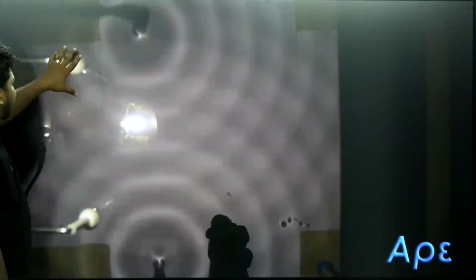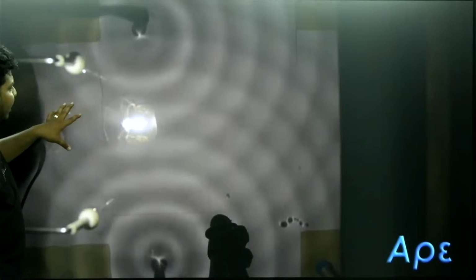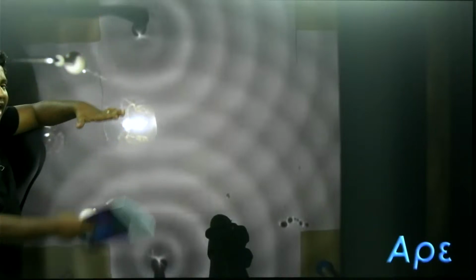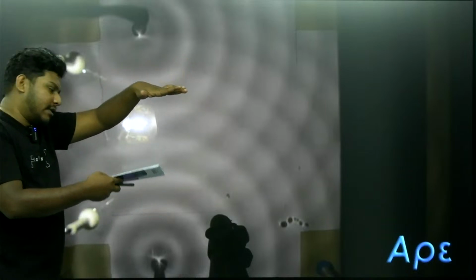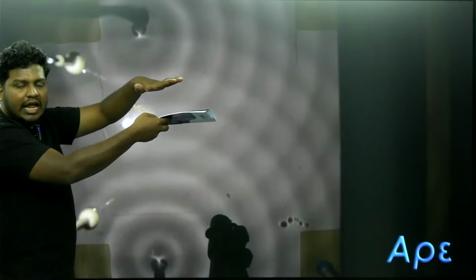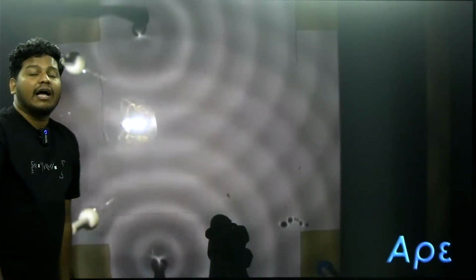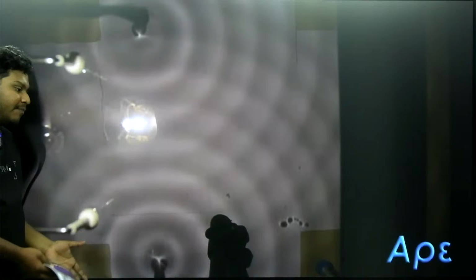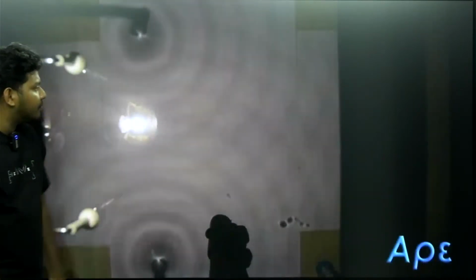So you can see the waveform. Look at this one, guys. These are the vibrators, and actually these are the patterns we can see under the screen. In the ripple tank, there's a glass bottom. Under the glass bottom we will keep a screen or white paper. On that white screen we can see the reflections. You can see the shadow and the bright lines. So that one we are seeing now.